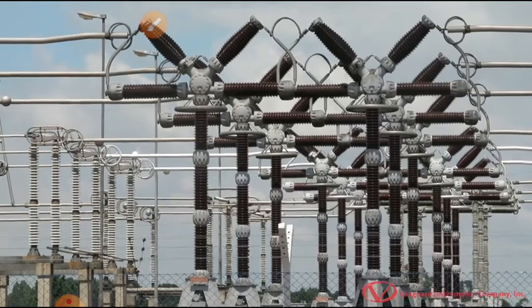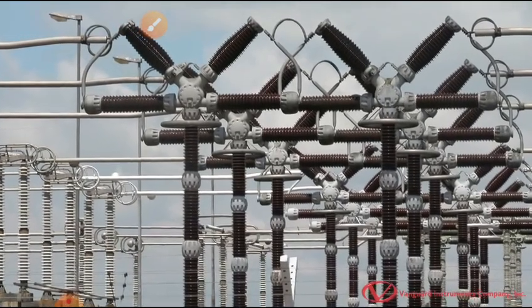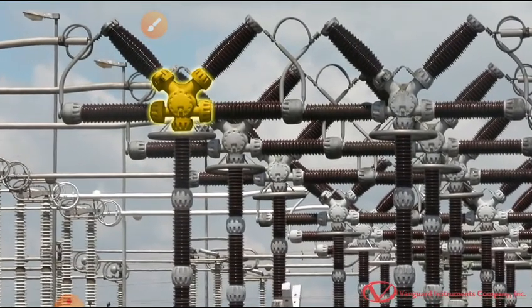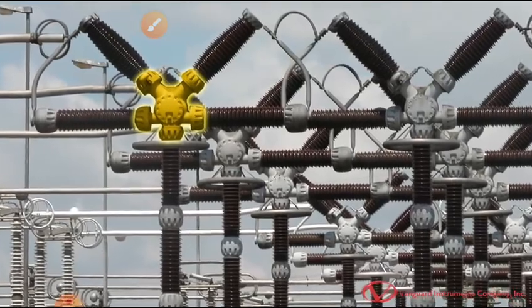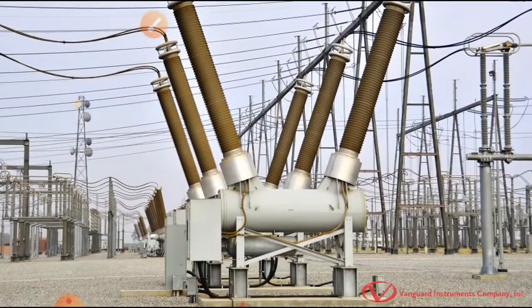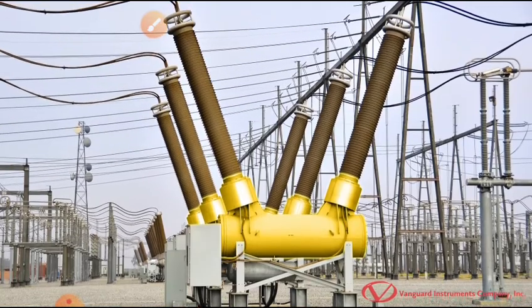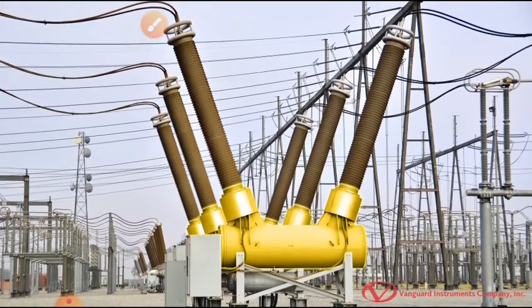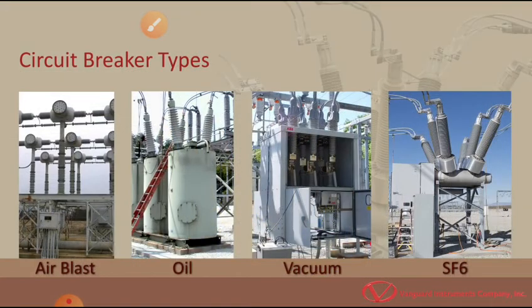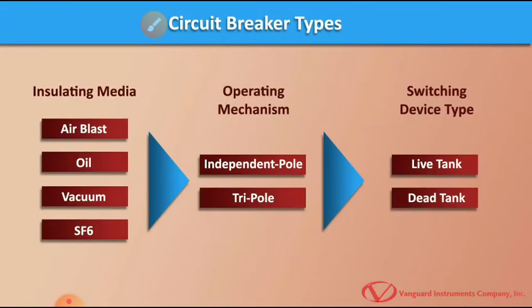Breakers are further classified as live tank or dead tank breakers. Live tank breakers use a switching device in which the vessel housing the interrupter is at a potential above ground, the high voltage. Dead tank breakers use a switching device in which a vessel at ground potential surrounds and contains the interrupter and the insulating media. Regardless of the type, it is very important to test circuit breakers regularly.